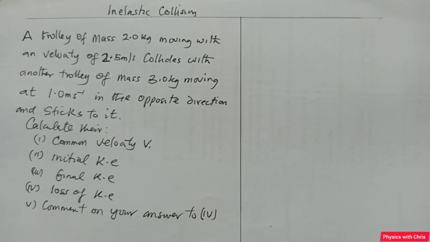A trolley of mass 2 kg moving with a velocity of 2.5 meters per second collides with another trolley of mass 3 kg moving at a velocity of 1 meter per second in the opposite direction. And then the two trolleys stick to each other. Now we have to calculate their common velocity, their total initial KE, their final KE, and then the loss of KE, and then we want to make a comment on our answer. So how do we start?